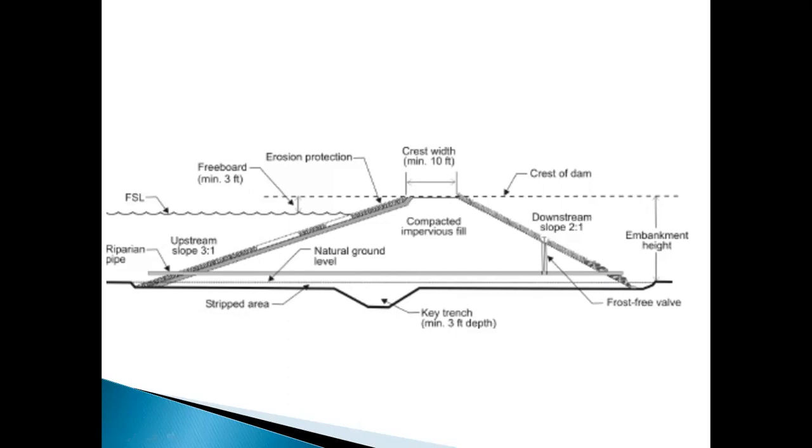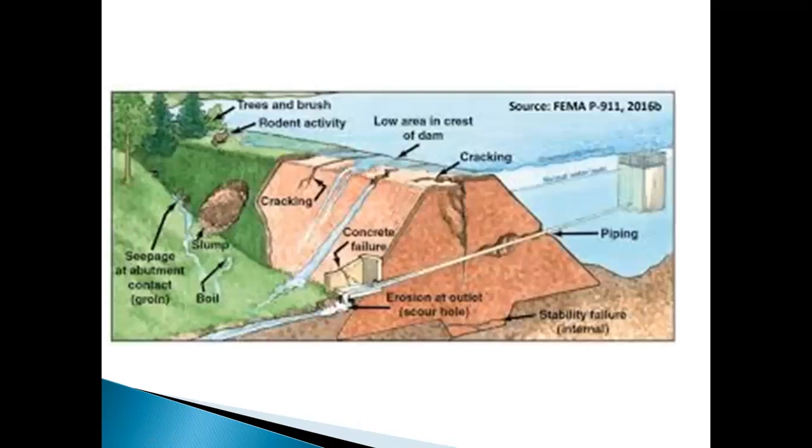Next, a valve is also provided for water disposal. The base of the dam is constructed in trench shape, for the natural ground level. The trench must be 3 feet deep. This is the structure of the earth dam.